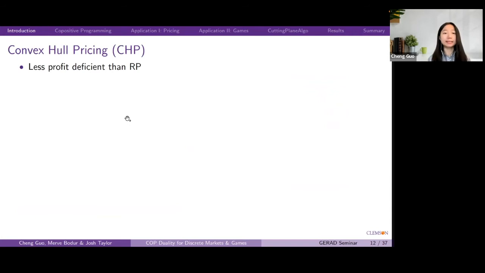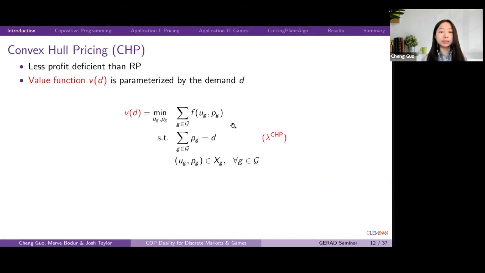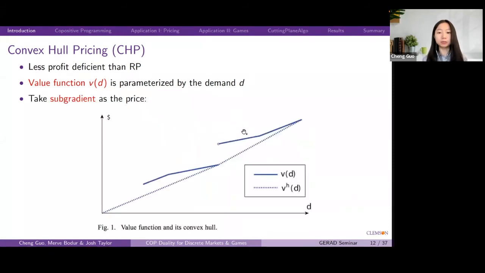Another pricing scheme is called convex hull pricing, which can theoretically minimize the subsidies. What this pricing scheme does is get the Lagrangian dual of the unit commitment problem. Theoretically, the duality gap for the Lagrangian dual for mixed integer programming is smaller than the duality gap for the linear programming dual. Intuitively, the prices are the subgradients of the value function for the unit commitment problem.